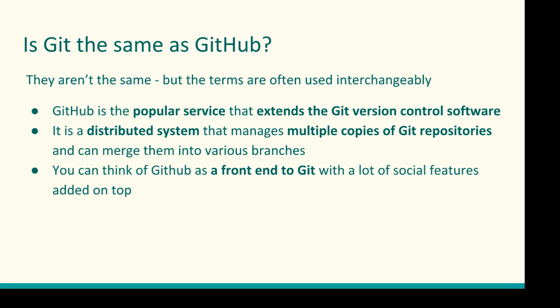GitHub is a distributed system that manages multiple copies of Git repositories, and it can merge them into various branches. So you can think of GitHub as a front end to Git with a lot of social features added on top. But really, it doesn't matter too much that you understand how to distinguish the two. The way that you use them, they'll be very closely intertwined, okay?